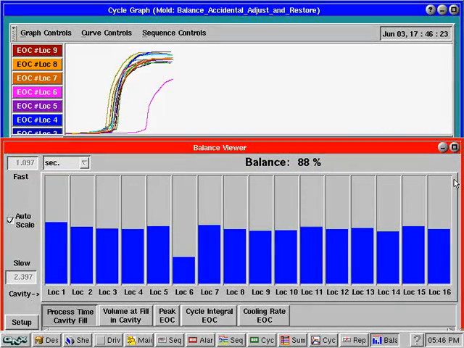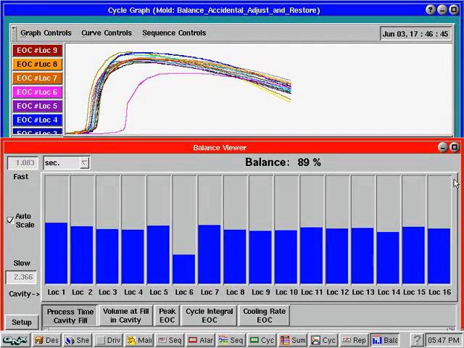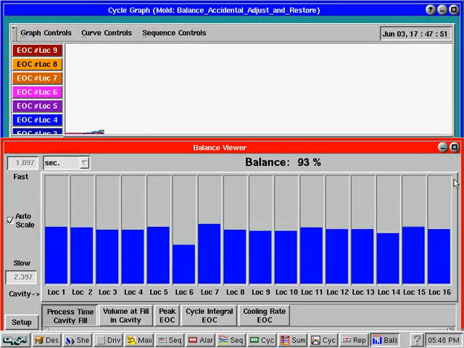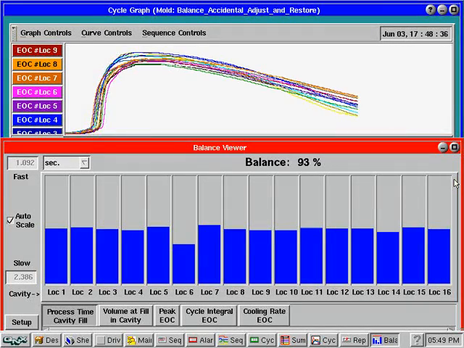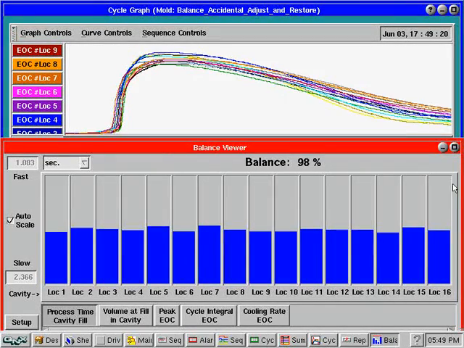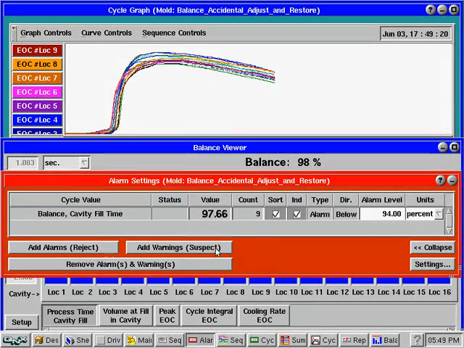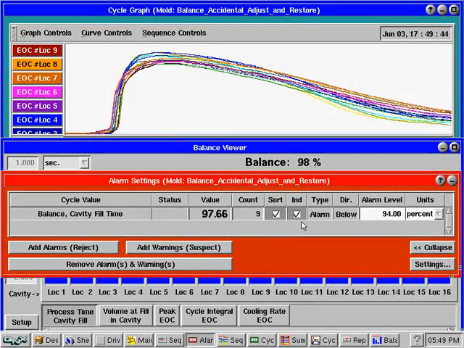Returning to the machine, I see that it is location 6 that is at fault and needs to be readjusted. Being low and slow, I raise the tip temperature to where it is supposed to be, and it returns to proper balance. If you have part sorting automation in place, you could discard those parts until the balance problem is fixed.